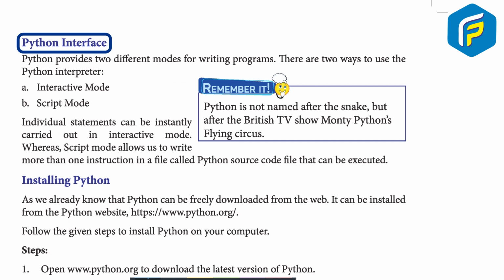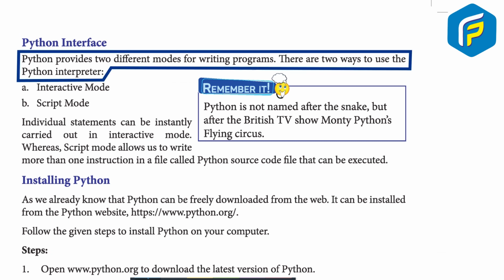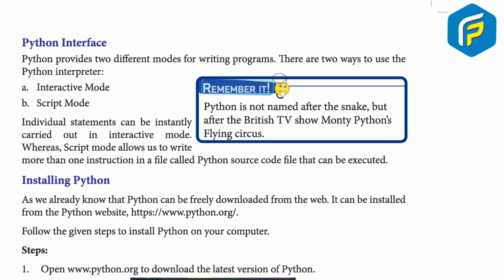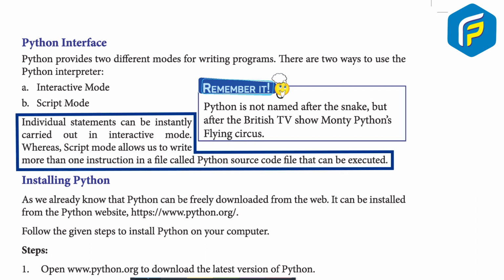Python interface. Python provides 2 different modes for writing programs. There are 2 ways to use the Python interpreter: A. Interactive mode, B. Script mode. Remember it, Python is not named after the snake, but after the British TV show Monty Python's Flying Circus. Individual statements can be instantly carried out in interactive mode, whereas script mode allows us to write more than one instruction in a file called a Python source code file that can be executed.